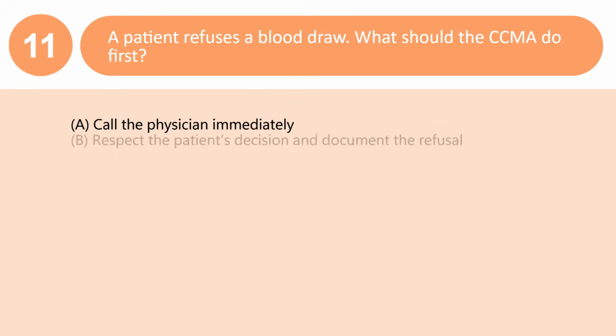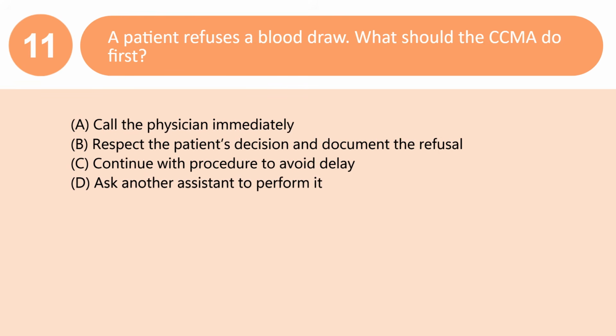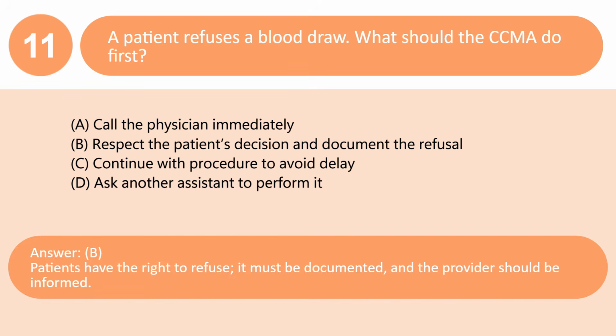A patient refuses a blood draw. What should the CCMA do first? A. Call the physician immediately. B. Respect the patient's decision and document the refusal. C. Continue with procedure to avoid delay. D. Ask another assistant to perform it. Answer B. Patients have the right to refuse, it must be documented, and the provider should be informed.